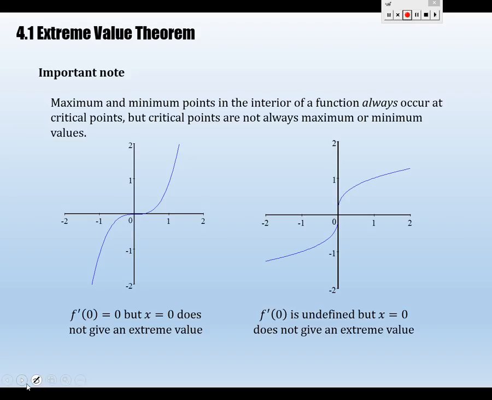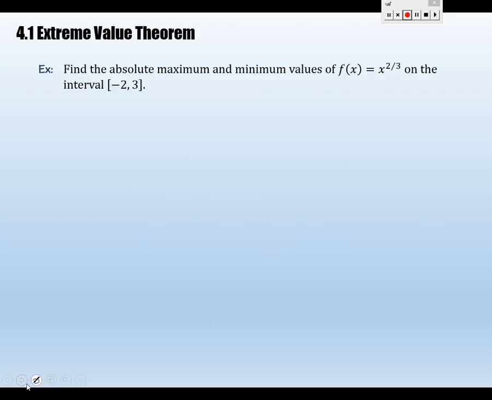All right, well, we've got to do an example, of course. So this is actually one I think that's directly from the book: x to the 2/3 on the closed interval -2 to 3. Before we begin, this is a well-formed question.